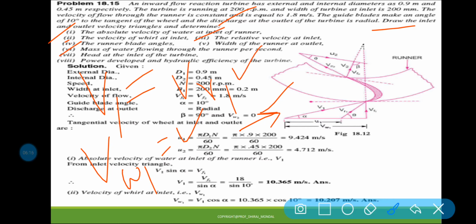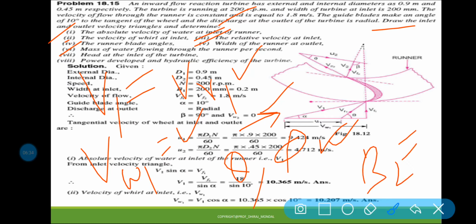The runner blade angle, theta and phi, these are the runner blade angles which we need to find out. Okay, now number 5, width of the turbine at outlet, B2, you have to find out. Clear? Number 6, mass of water flowing through the runner per second, that means mass flow rate, we know it is rho into Q.